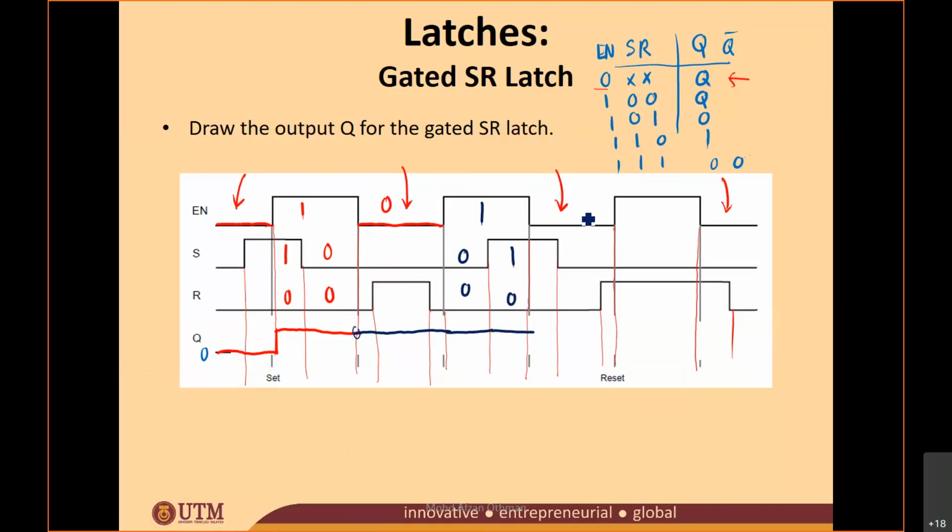Okay. And then this one, yes, masih lagi 0, which is tak perlulah tengok kamu punya input S dengan R. So, follow previous Q. And since this one enable is 1, so baru kita tengok kita punya SR. So since this one SR is 01, so now you are going to reset sampailah kat situ. And this is another enable 0, so dia akan follow previous Q. So this is the answers.